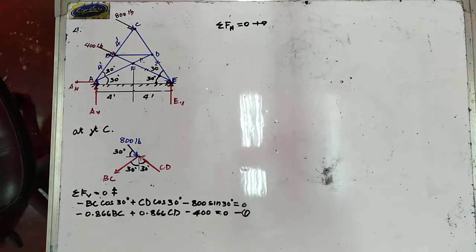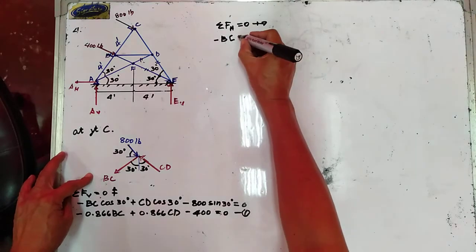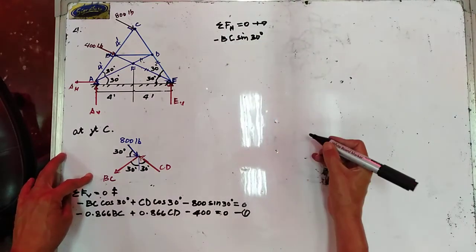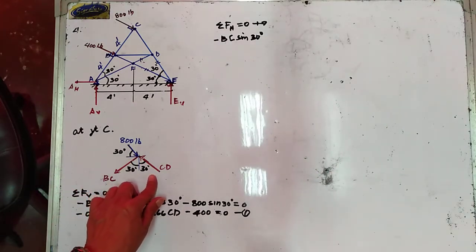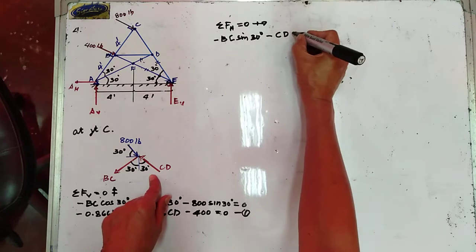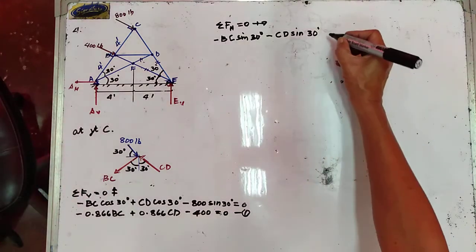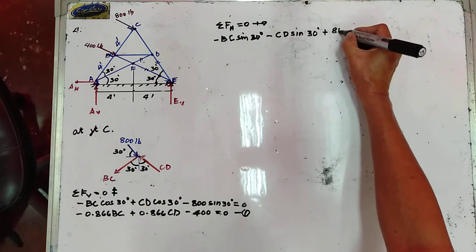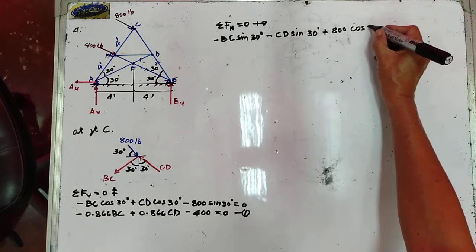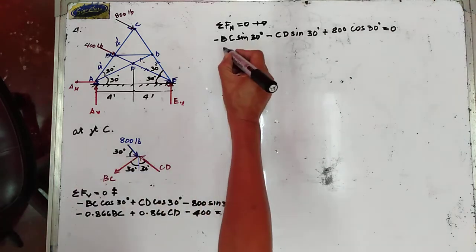Taking forces to the right as positive, the horizontal component of BC is minus BC sine of 30 degrees. The horizontal component of CD is still going to the left, so that is minus CD sine of 30 degrees. And the horizontal component of the 800 pounds is positive 800 cosine of 30 degrees, and that is equal to 0. Sine of 30 is 0.5.